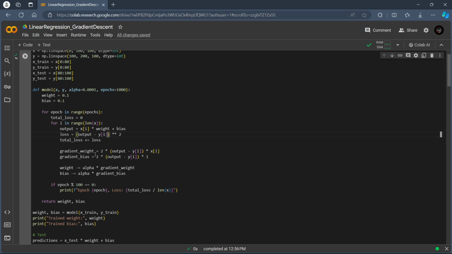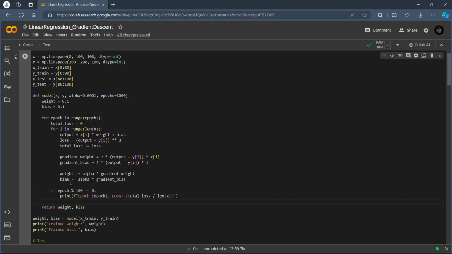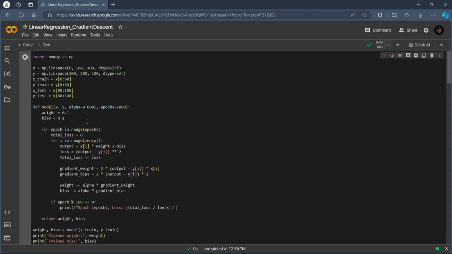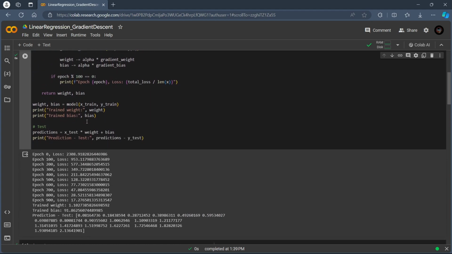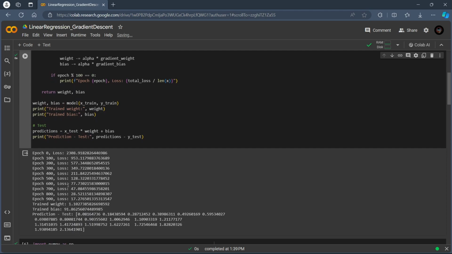Then we are calculating the gradient of weight and bias with our gradient descent equations, which I have previously explained, which is 2 into output minus y of i into xi for weight and into 1 for bias. And then I have been updating my weights for each input data, which is x of i. You can see here the weight, I have been subtracting the gradient from the old weight to get the new weight. The loss is printed for each epoch. So when I run this, you can see the prediction actually resulted in a minimal loss.